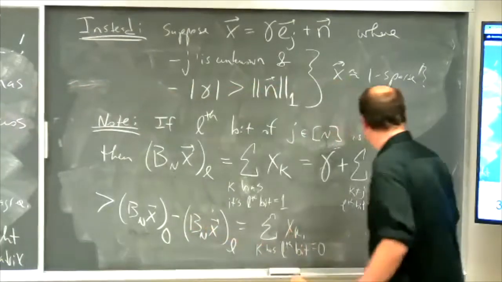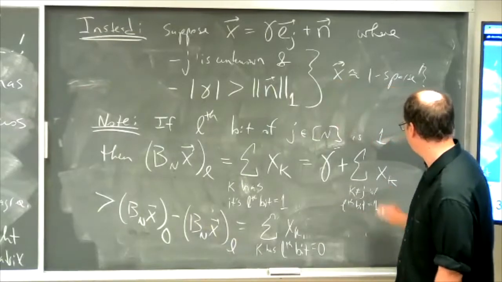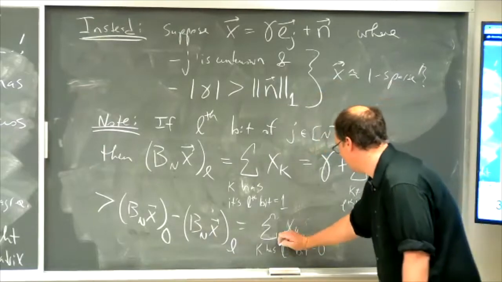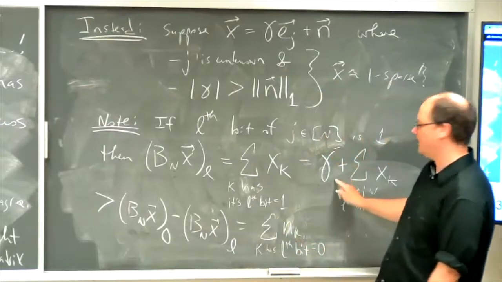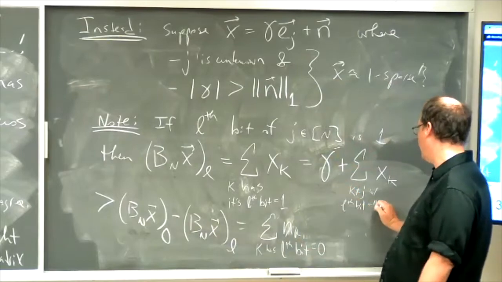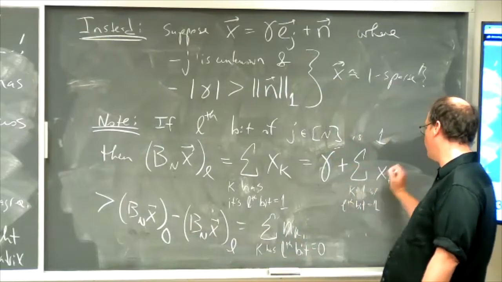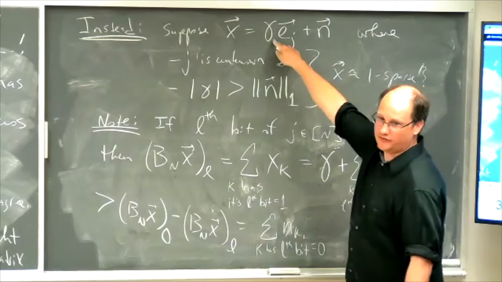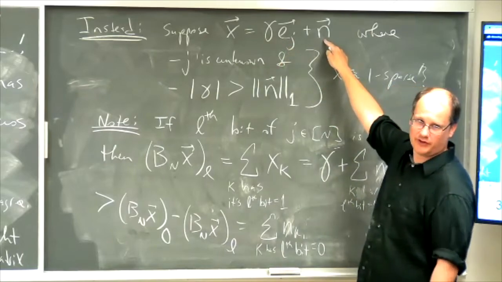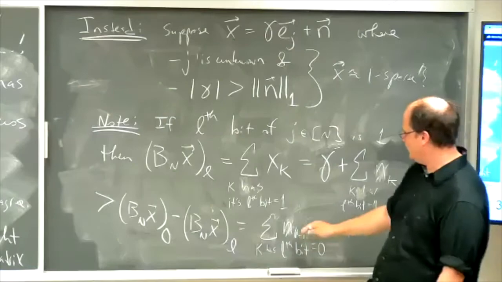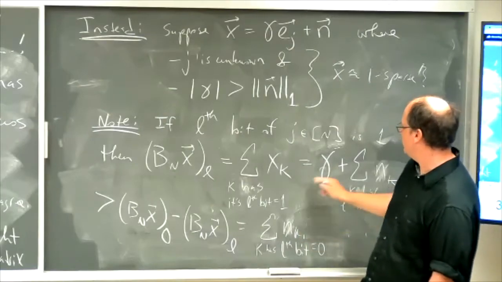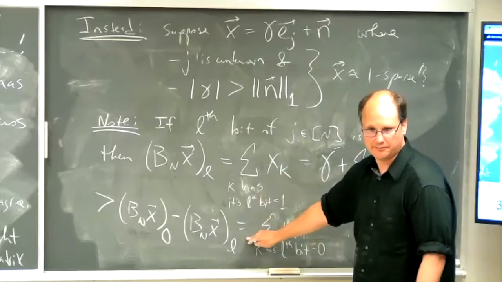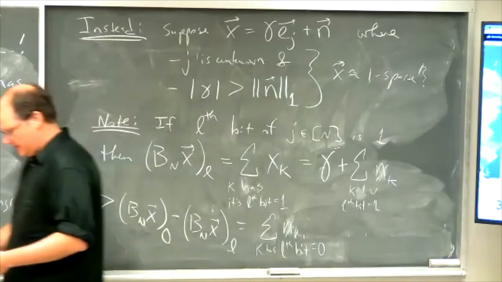And so I should also point out that, in this case, this is just nk. And in this case, I can actually remove the condition that k is not equal to j and write this as nk as well. So I've picked out j, and I have whatever the jth entry of n is, plus all the other entries of n. And so now you can see, if gamma is really huge compared to the 1 norm of n, then clearly this guy is going to be bigger than this guy.